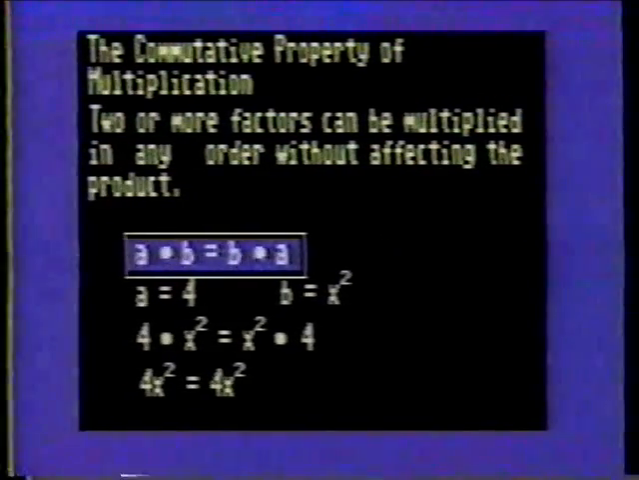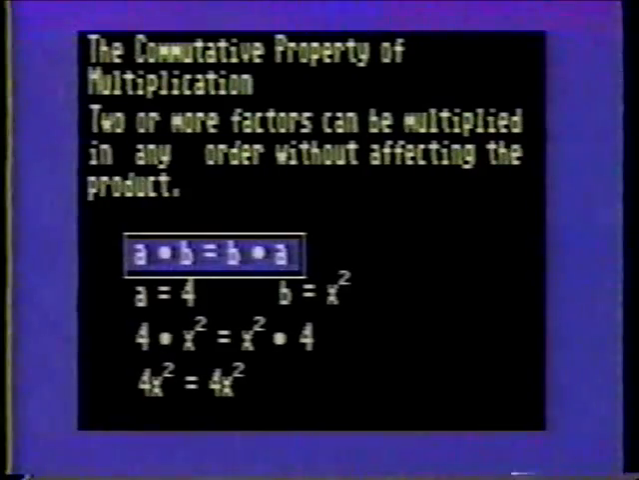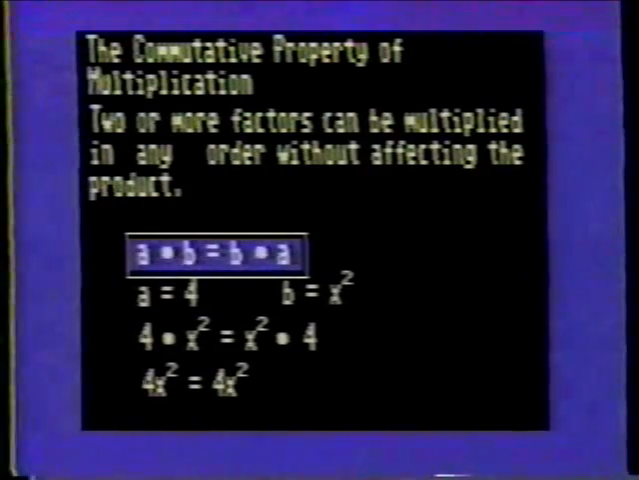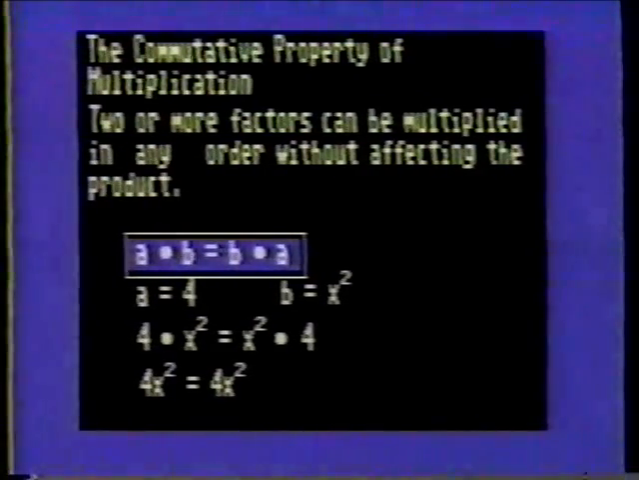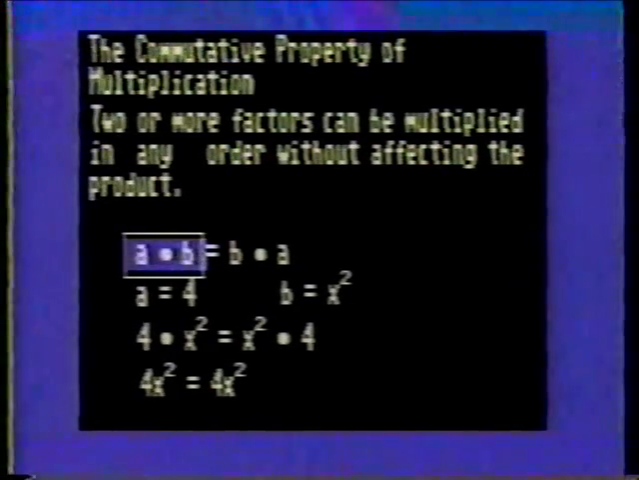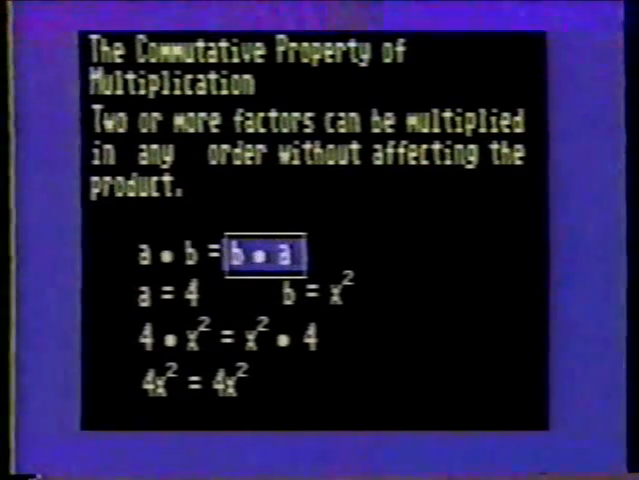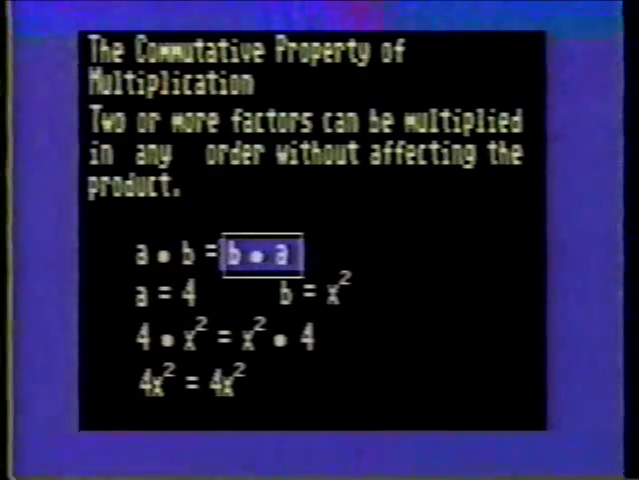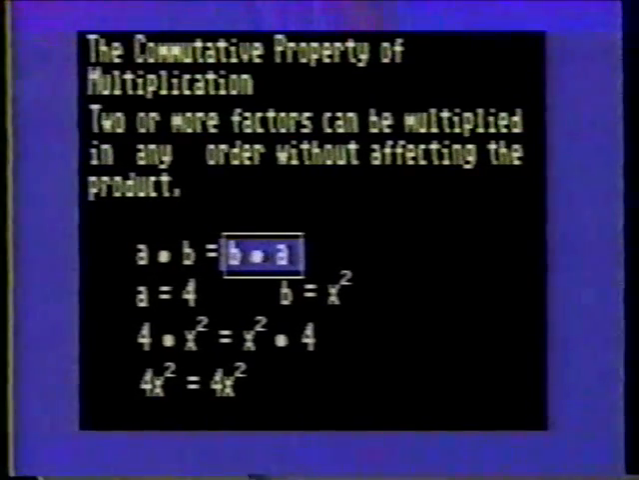The commutative property of multiplication. Two or more factors can be multiplied in any order without affecting the product. A times B equals B times A.